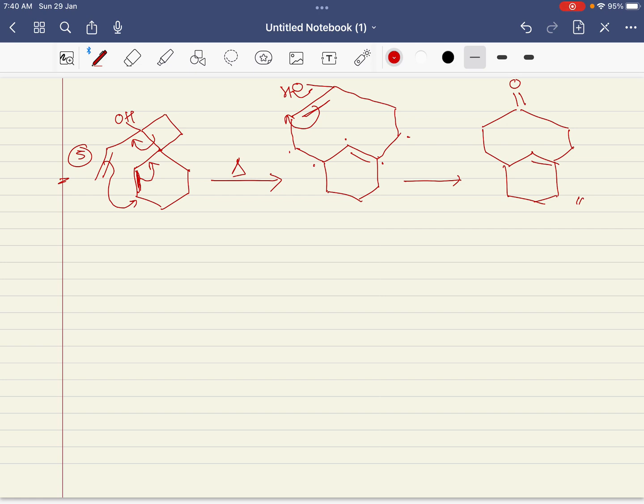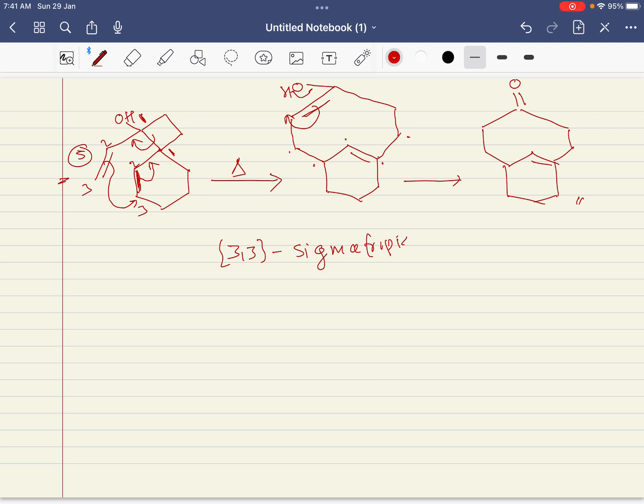We'll name here. This sigma bond is broken here. So 1, 1. This is 2. This is 2. This is 3 here. This is 3 here. So it is 3, 3 sigmatropic reaction.